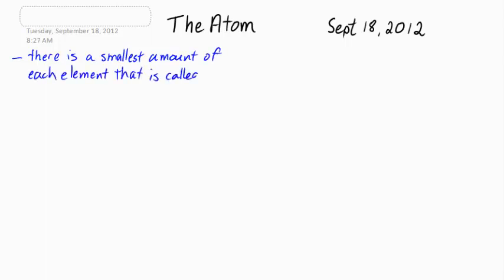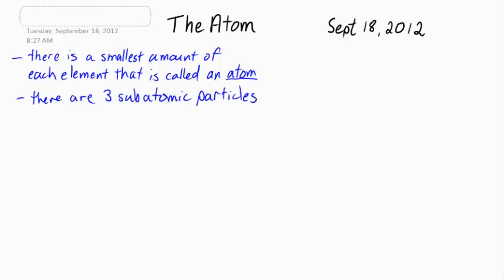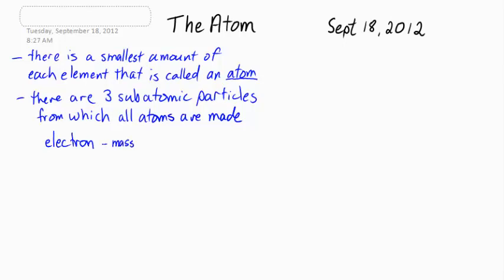The atom. Well, the atom is an idea that came about from considering that if you cut matter up, you'll find there's a smallest amount of each element or any material. And so it's just called an atom. There are three subatomic particles that go into making all the atoms that are known. So the 100 elements that we have, each are made of atoms.